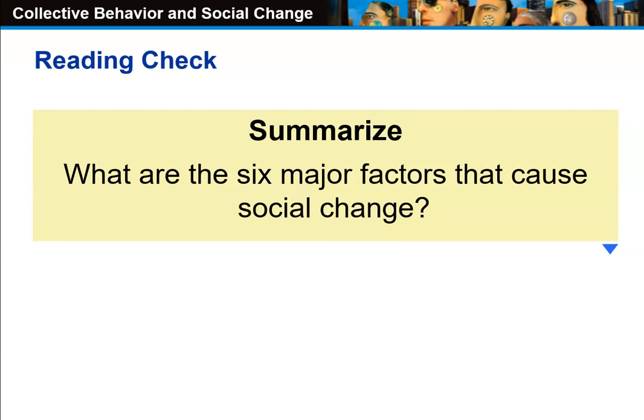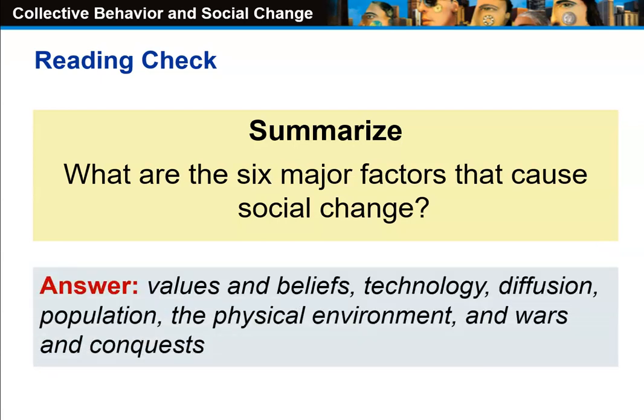What are the six major factors that cause social change? Values and beliefs. Changes in values and beliefs create significant social change. Technology can change a great deal of social change and values. Diffusion of population, with the introduction of multiple cultures or the changing of populations, can affect that. The physical environment can change, and of course, wars and conquests.